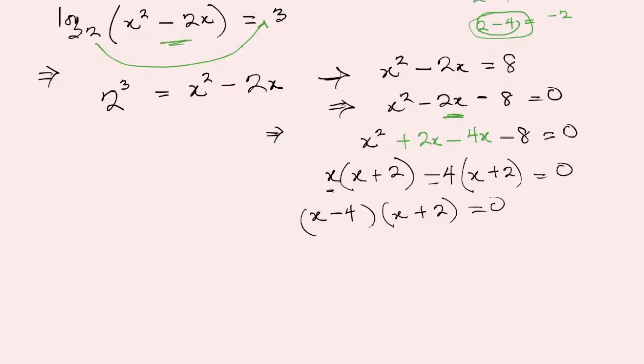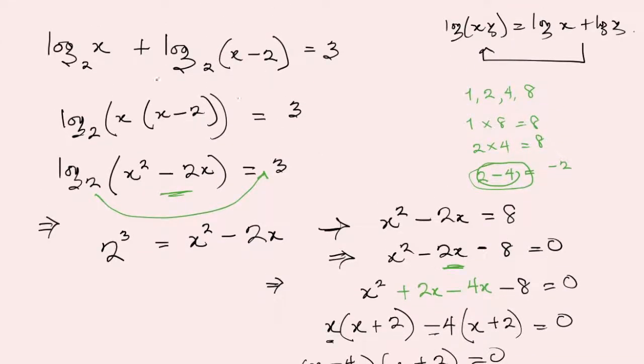Now, for this to be equal to 0, one of these has to be equal to 0. So either x plus 2 has to be equal to 0 or x minus 4 has to be equal to 0. If x minus 4 is equal to 0, then x is equal to 4. Or if x plus 2 is equal to 0, then x is equal to minus 2. So x is either equal to 4 or x is equal to minus 2.